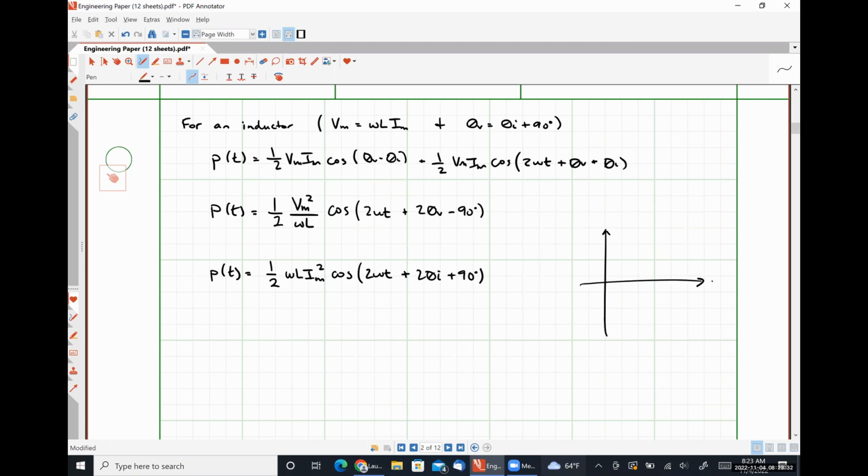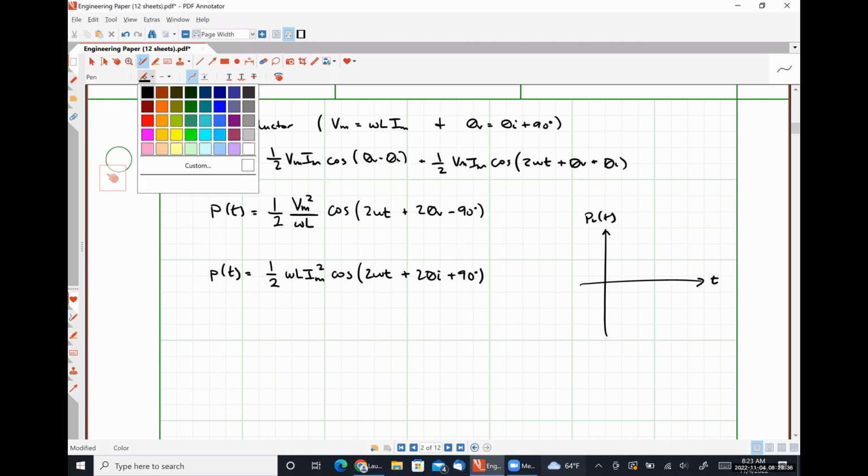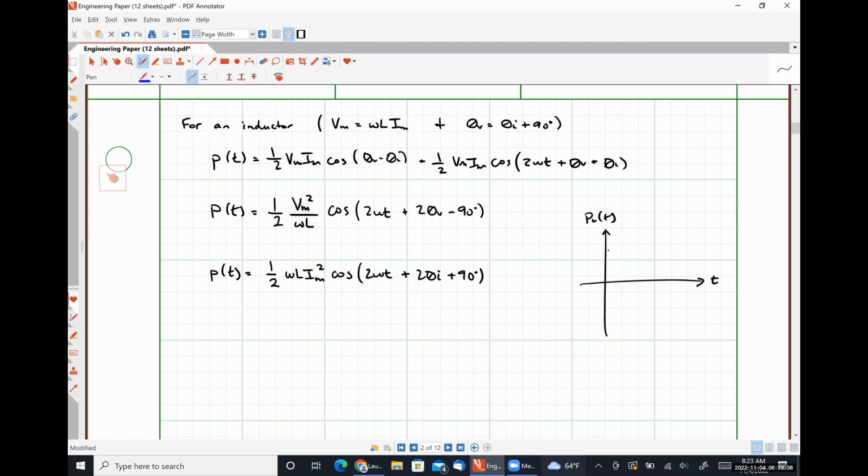Graphically, it should look something like this. Exactly half of the time the instantaneous power is above 0. Exactly half of the time the instantaneous power is below 0.